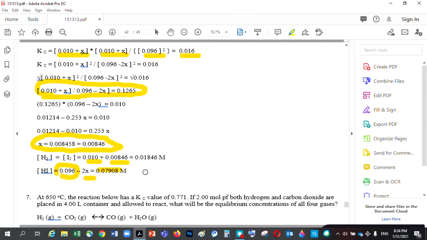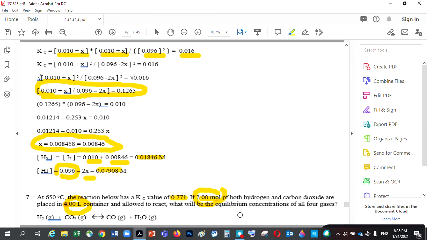So you can see the difference between those is a lot. The concentration of the reactants is large. Now example 7: at 650 degrees Celsius, the reaction below has this Kc value. This is very important. If 2 moles each of hydrogen and carbon dioxide are placed in 4 liters, remember, take those moles and divide them by liters to get the initial concentration, correct? Moles per liter. What will be the equilibrium concentration of all 4 gases?